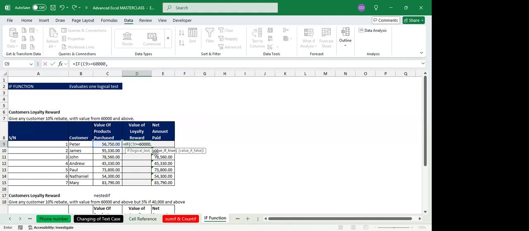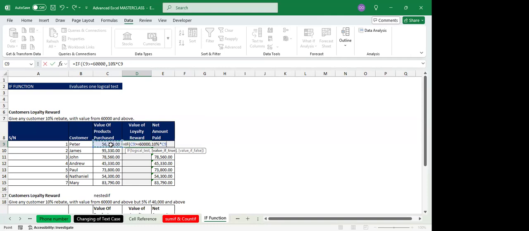If it's actually greater than or equal to 60,000, give that customer 10%. Look at my screen. 10% of his total value, 10% of that value that he buys, which is this. Can you see the value if true? Do you understand this thing?